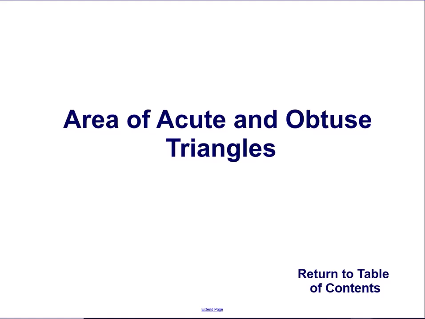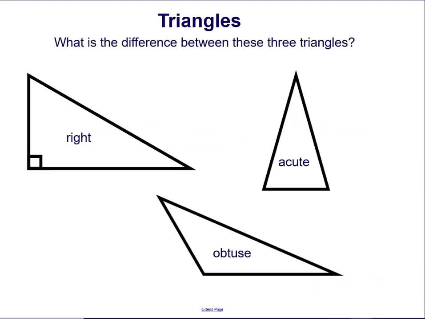Area of acute and obtuse triangles. What is the difference between these three triangles? Some of the things that you should notice are that only the right triangle has this 90-degree angle, our right angle here. Both the acute and the obtuse do not have a 90-degree right angle. A similarity is that they're a triangle and all have three sides.